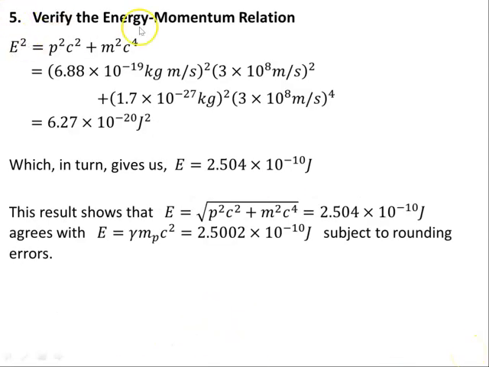And what I'm going to do after that is verify the energy momentum relation. So we're going to have E squared is this, putting all this information in: p squared times c squared plus m squared times c to the power of 4, we get this object here, which in turn, if we take the square root, because it's a squared here, gives us 2.504, to 4 decimal places, times that. And this result shows that the energy momentum relation agrees with the total relativistic energy, subject to rounding errors.